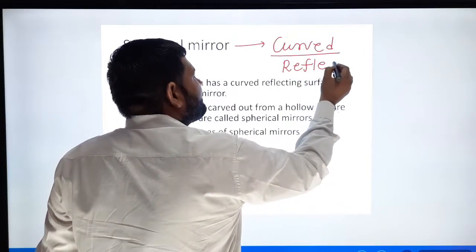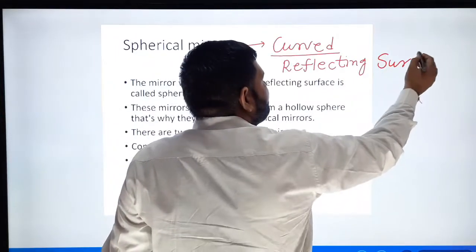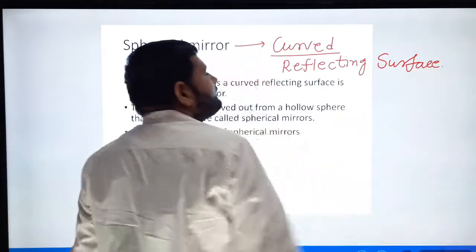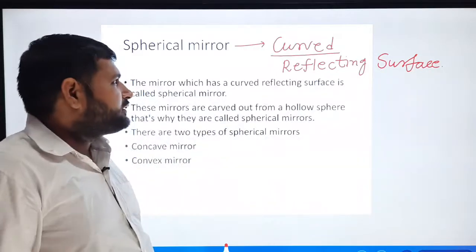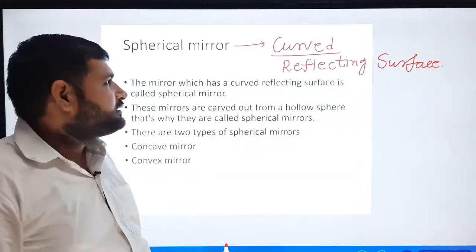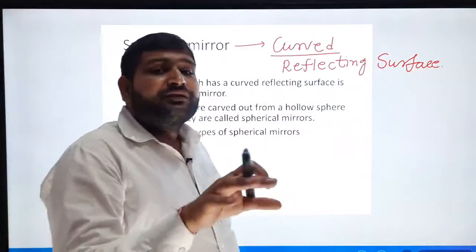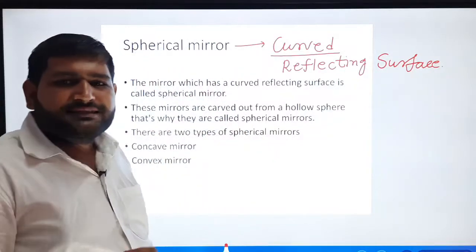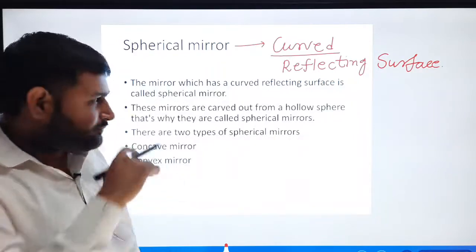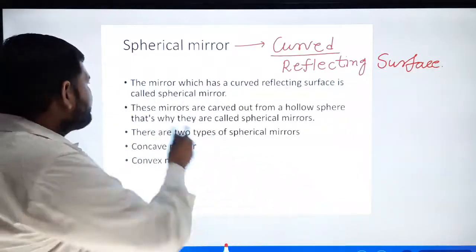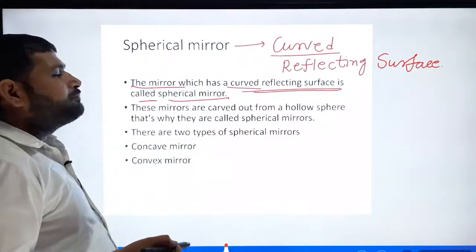What is the shape of the reflecting surface in a spherical mirror? The shape of the reflecting surface in a spherical mirror is curved, which can be either in inward direction or in outward direction. That depends upon the type of spherical mirror that we are talking about. But in general, it can be said that the spherical mirror has a curved reflecting surface. That is the definition of a spherical mirror. So the mirror which has a curved reflecting surface is called a spherical mirror.